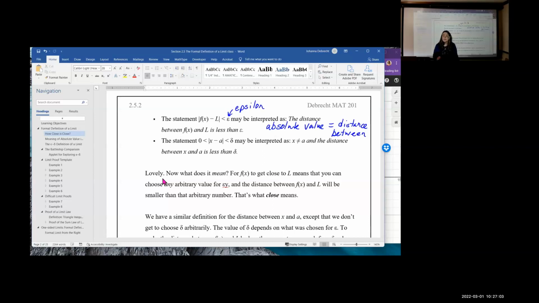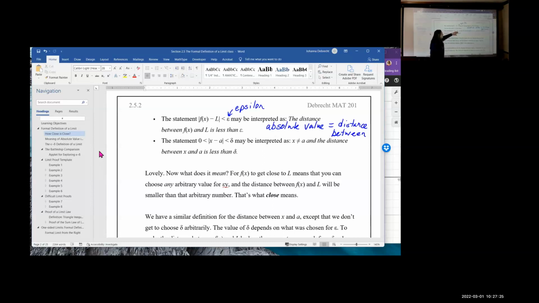All right. And these are called epsilon delta proofs. So epsilon is how close the y value is to the limiting value L. And x is going to get within delta of a. So they're called epsilon delta for the distances on the y-axis and the x-axis.